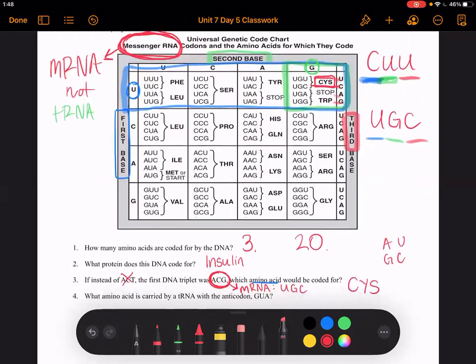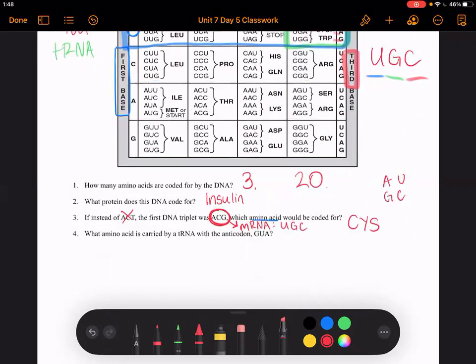All right, the last one. What amino acid is carried by a tRNA with the anticodon GUA? So this one required you to know how mRNA and tRNA anticodons work. We know that tRNA anticodons are actually the opposite of the mRNA codon. So if the anticodon is GUA, we can go ahead and draw our tRNA molecule. It's attached to this anticodon and it's carrying an amino acid.